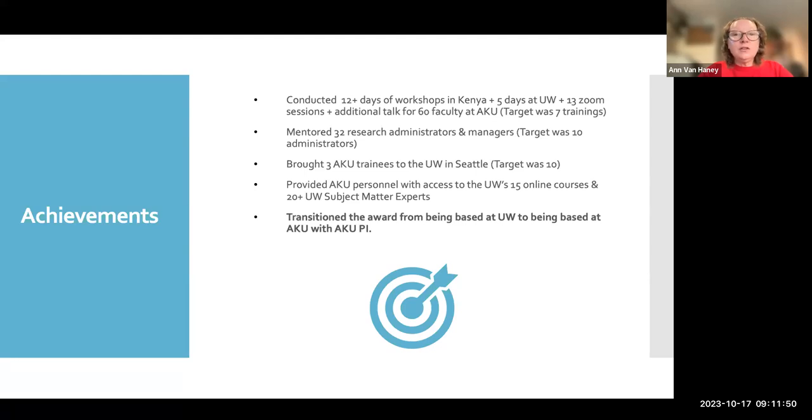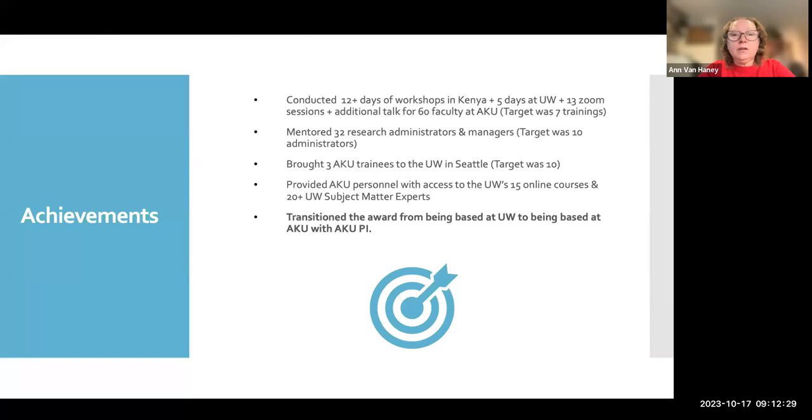We mentored 32 research administrators, and our original target was mentoring 10. We were only able to bring 3 people to Seattle. Our target was 10, but the pandemic foiled those plans. We were able to get access for Aga Khan University staff to participate in the University of Washington core trainings for research administration. We also had conversations for them with more than 20 UW subject matter experts.